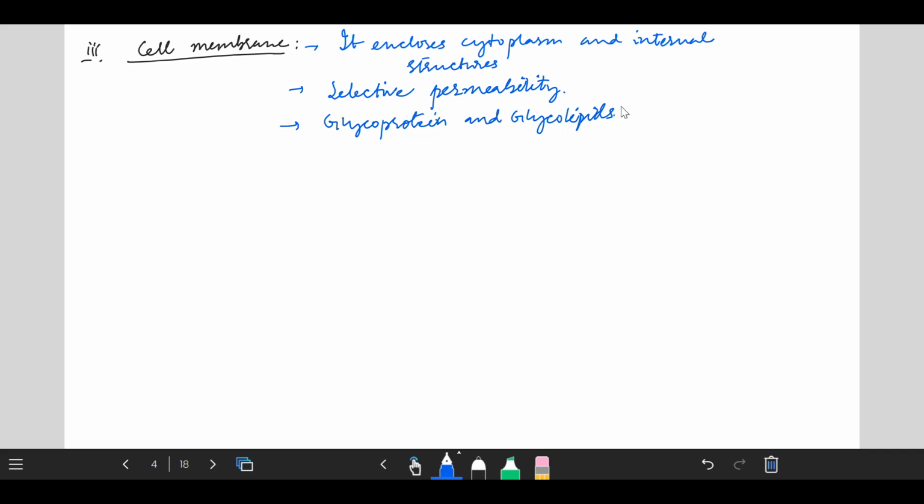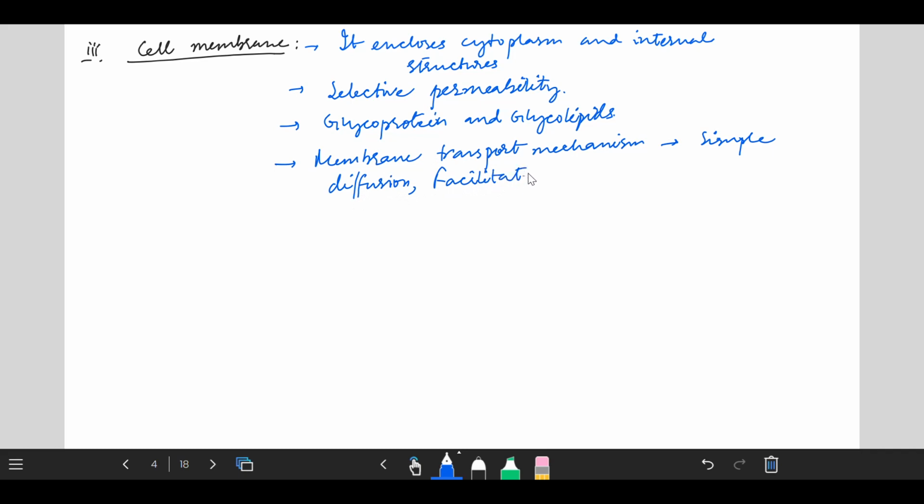Among the membrane transport mechanisms, bacterial cells show simple diffusion, facilitated diffusion, and active transport, which are common. I am not describing them in detail because I have already made a short video on this. So what are the membrane transport mechanisms? Simple diffusion, facilitated diffusion, and active transport.